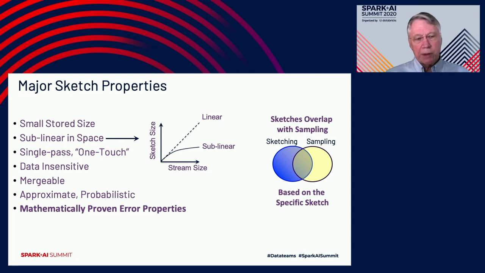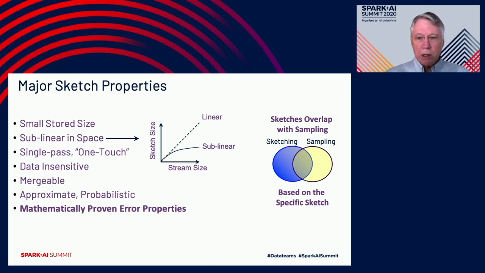This fourth major property is what we call data insensitive, that it really doesn't matter how the input stream is organized. It can come in different orders. It's insensitive to the distribution of the data. It doesn't matter whether it's power law or Gaussian or however your data is distributed. It is insensitive to that and produces basically the same answer with the same error distribution.